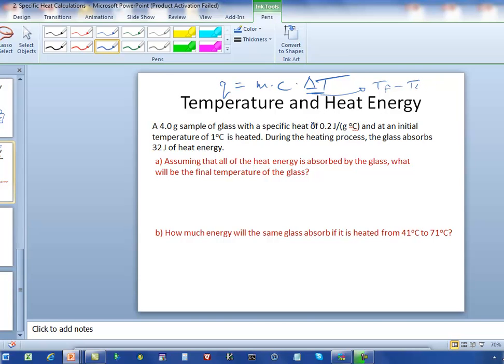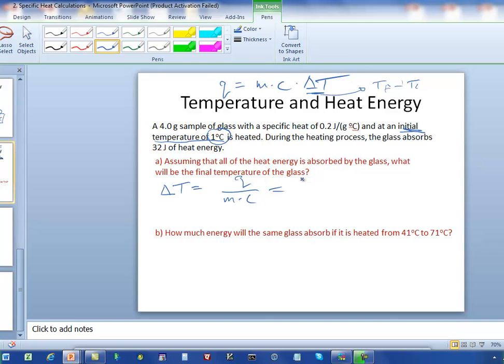Okay, so what we can do is simply take this equation and solve it for delta T. And at the end, since we know the initial temperature, so it tells us here's the initial temperature, right? 1 degree Celsius. Since we know the initial temperature, and once we solve for delta T, we can simply use this relationship to then calculate the final temperature. Okay, let's see, a 4-gram sample. Okay, so let's do that. So delta T equals Q over mass times specific heat.